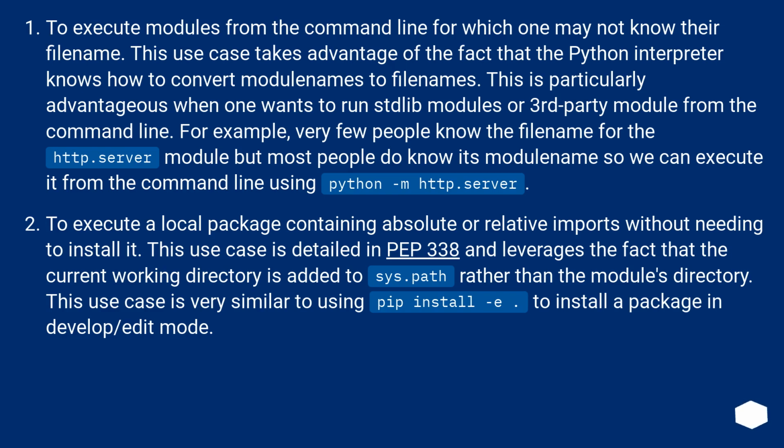To execute a local package containing absolute or relative imports without needing to install it. This use case is detailed in PEP 338 and leverages the fact that the current working directory is added to sys.path rather than the module's directory. This use case is very similar to using pip install -e to install a package in develop/edit mode.